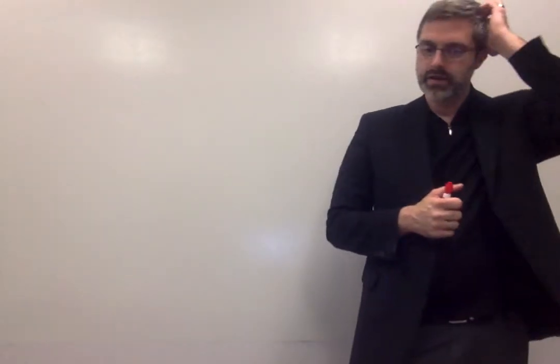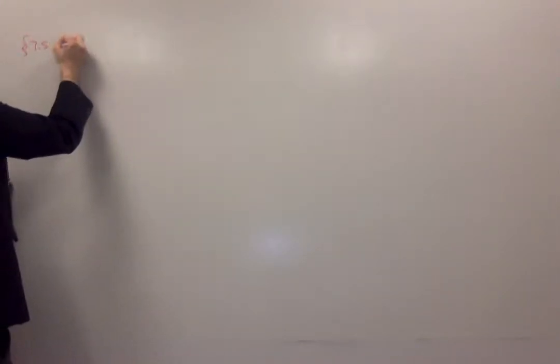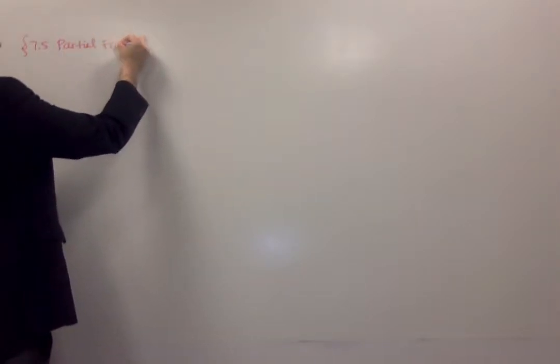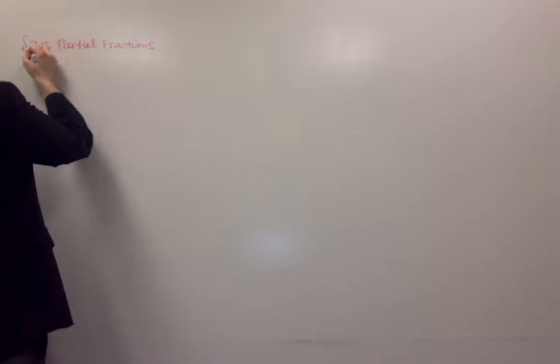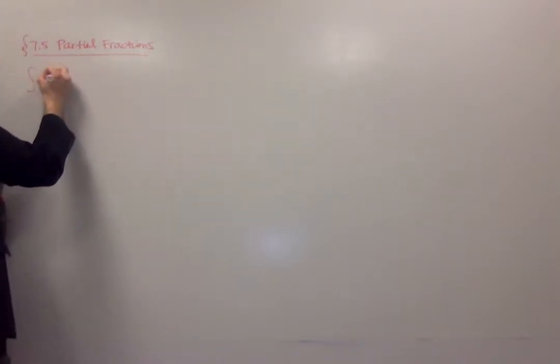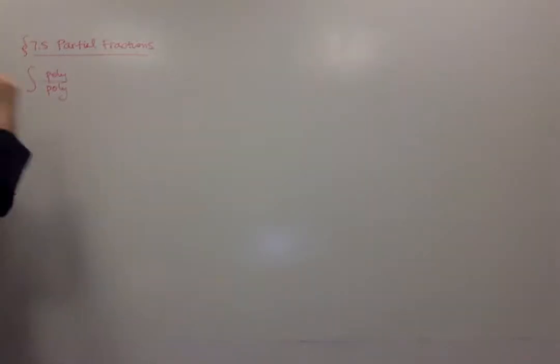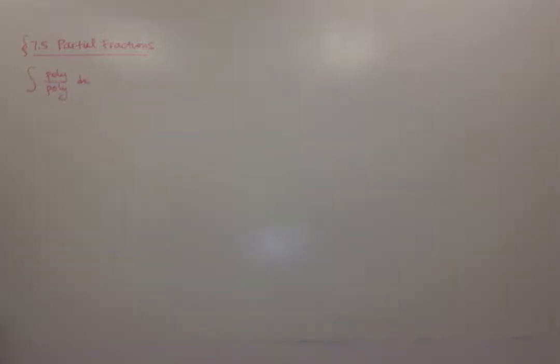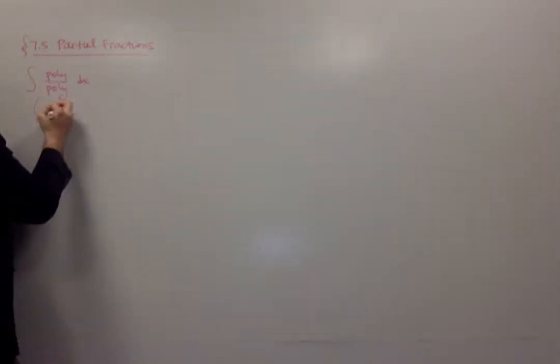Just to review what we talked about last time, we are in section 7.5. So chapter 7 is our integration techniques, and we are talking about our last technique, partial fractions. Now again, the thing that you're looking for with this technique is a polynomial over a polynomial in our integrand, right? And when we see that, we have a four-step process that we do here.